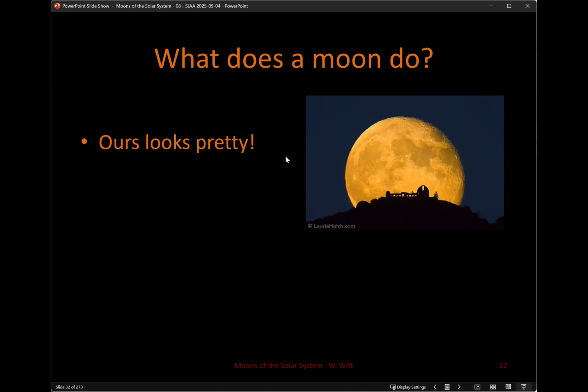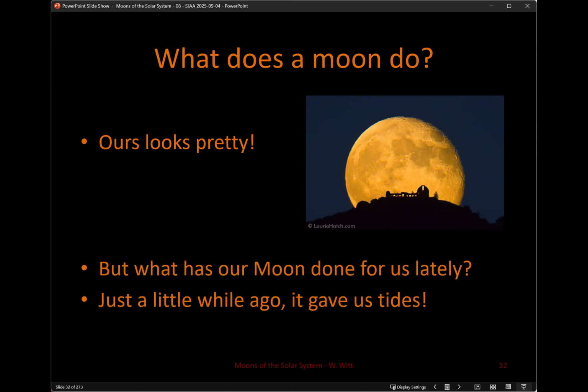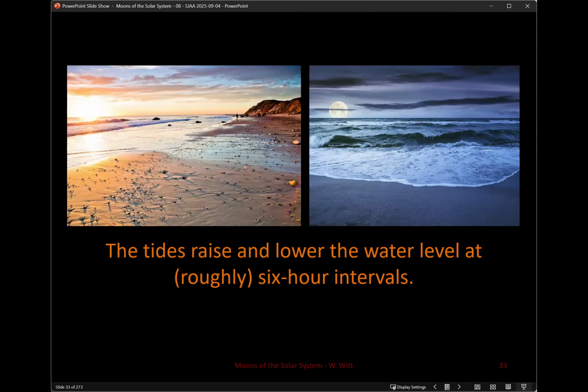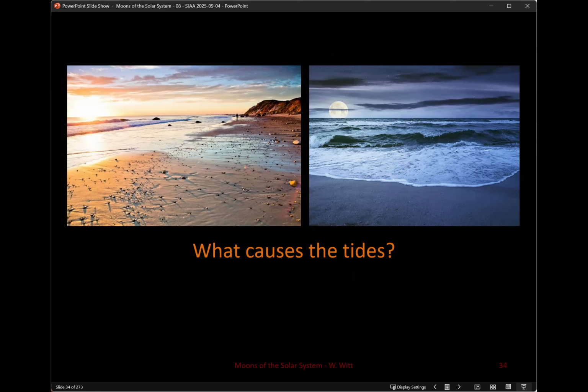And hey, songs have been sung about it, and poems have been written. But what has our moon done for us lately? Well, just a little while ago, it gave us tides, and we should talk about that a little bit. So tides, of course, are the raising and lowering of the water level at roughly 6-hour intervals, right? If you live or have lived by the coast, you've seen this happen. And the question now is, well, what exactly causes the tides?